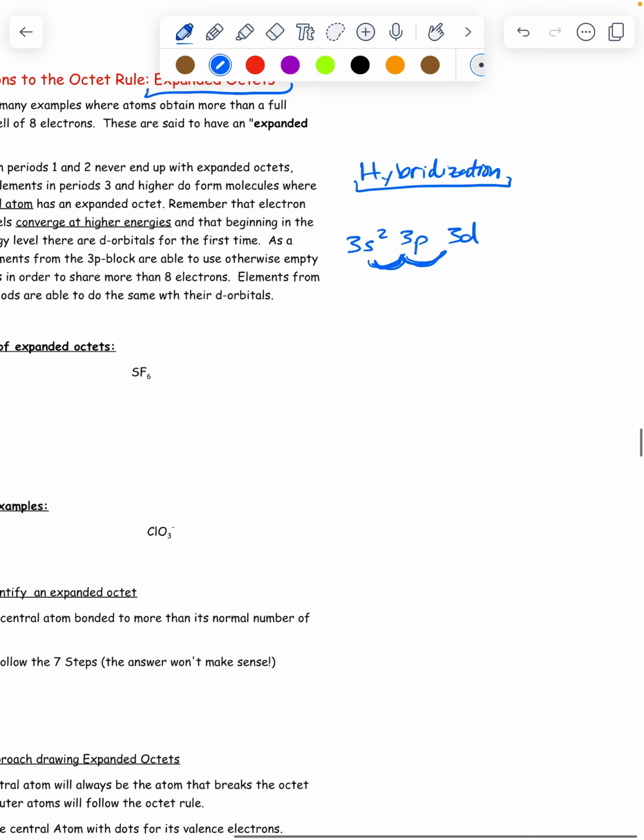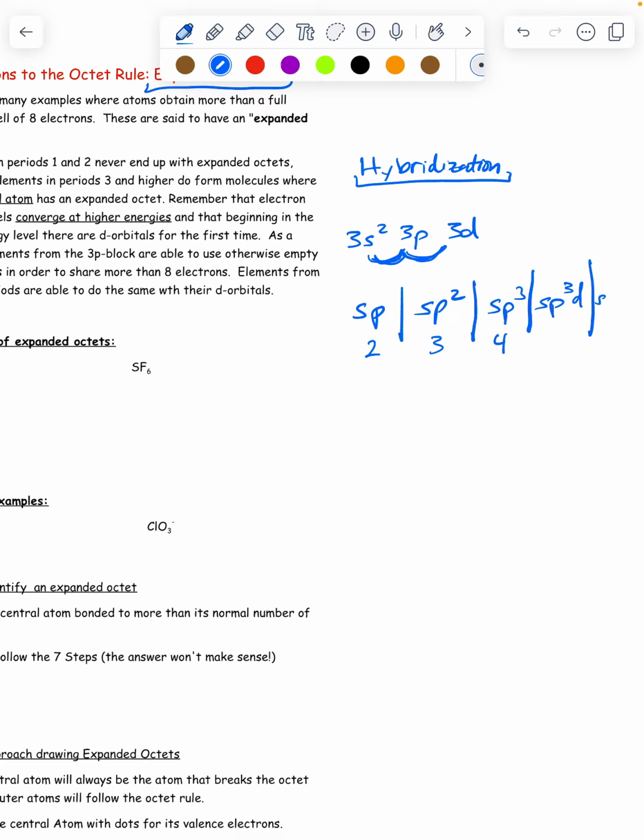And so when we combined an s orbital with a p orbital, then we called it sp. And then when we combined it with 2, we called it sp2. And when we combined it with 3, we called it sp3. And we had 2 domains and 3 domains and 4 domains. Well, although it's beyond the syllabus, if you combine s with 3 p's and a d orbital, you get a type of hybrid orbital called sp3d. And then if you keep going, you get sp3d2. And those are the hybridizations for 5 and 6 electron domains, which we're going to see in this video.